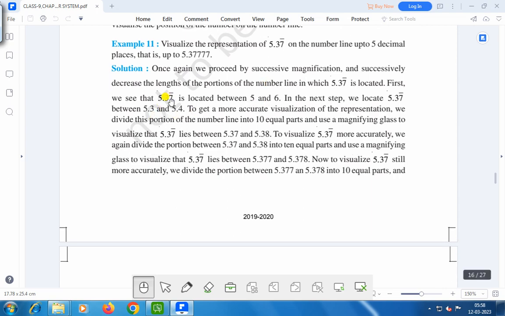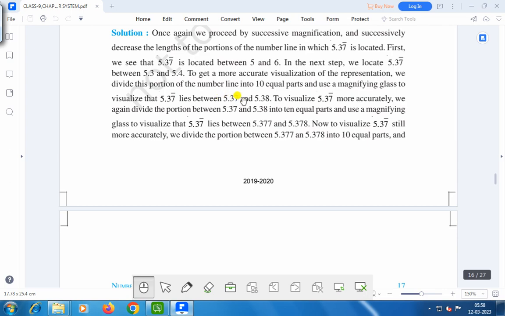First, we see that 5.37 bar is located between 5 and 6. In the next step, we locate 5.37 bar between 5.3 and 5.4. To get a more accurate visualization, we divide this portion of the number line into 10 equal parts and use a magnifying glass to visualize that 5.37 bar lies between 5.37 and 5.38.